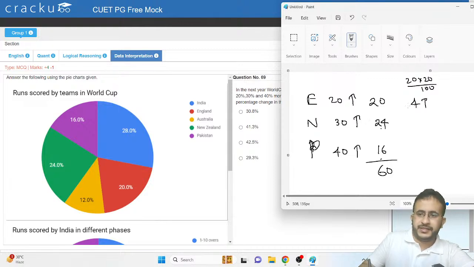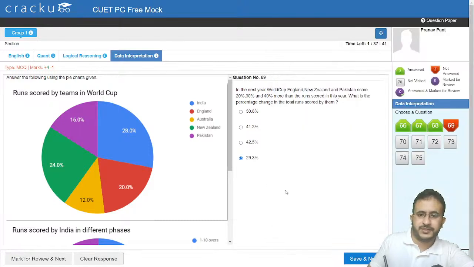We are calculating the increase in terms of percentages. We will calculate in terms of values. So 30 into 24 is 720, so 7.2%, and this is 6.4. So what is the increase? 4 plus 7.2 is 11.2, plus 6.4 is 17.6. Okay, so divide 176 by 6, that is 29.3%. Okay, so this is how we solve pie charts.